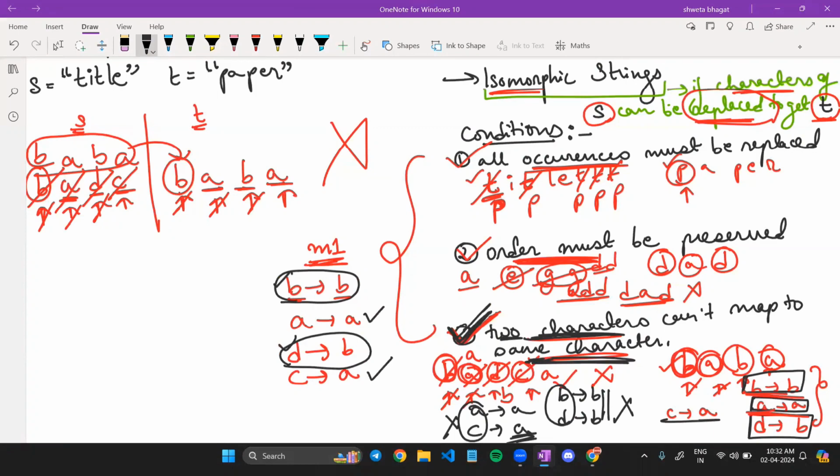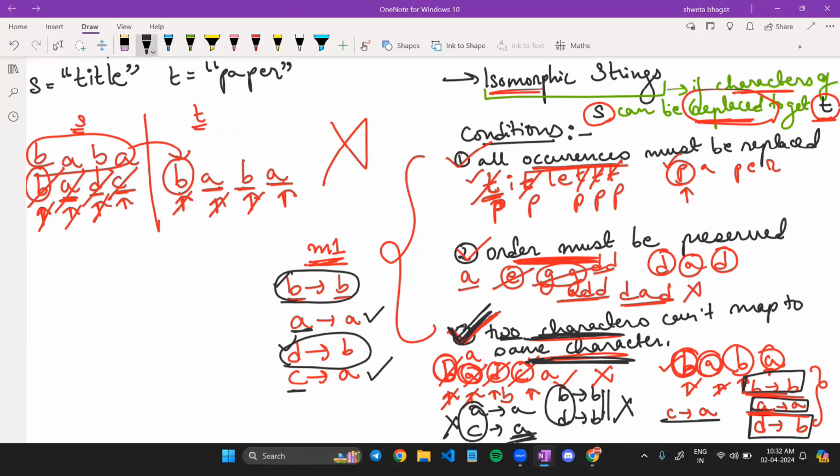Similarly, here as well, we are mapping two different characters. That is, we are mapping A and C to the same character A. So it means that our answer is wrong. So what does it mean? It means that only one hash map is not sufficient to solve this problem, because we want to keep track of the other part as well.